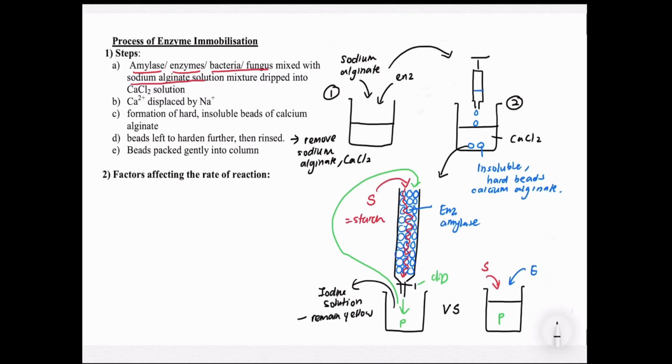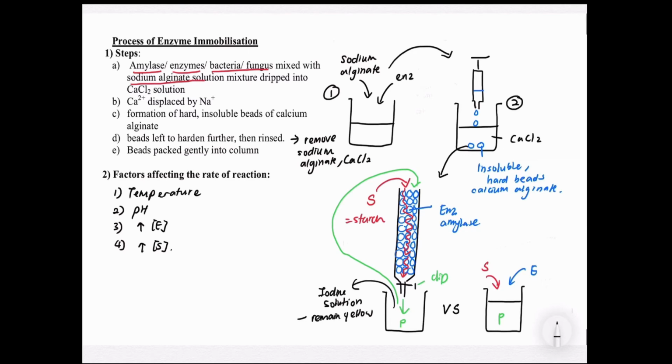Before that, let's look at factors affecting the rate of reaction. It's the same as the factors that affect enzyme activity, such as number one, temperature. Obviously, if you provide the enzyme with the optimum temperature, the rate of reaction will be higher. And with the optimum pH, they will also achieve the maximum rate of reaction. The higher the concentration of enzyme, the higher the rate of reaction. And the higher the substrate concentration, the rate of reaction also will increase.